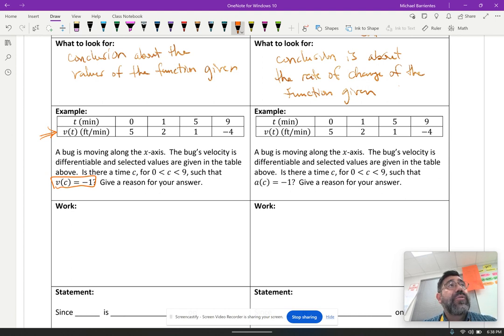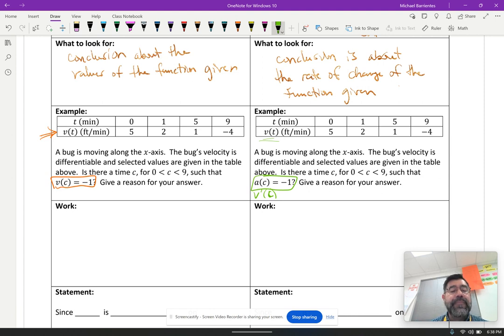Whereas if I do the other example, read the other example, it's talking about, is there a time C for C's between 0 and 9 such that A of C is equal to -1? Well, A of C is the derivative of the velocity, not the same thing. So therefore, that's how I know that it's the mean value theorem. If they're asking me things about the derivative of whatever they give me, whether they give it to me in a table, in a graph, or in an equation, then they're really looking for me to use the mean value theorem.